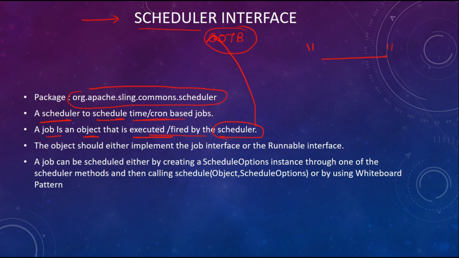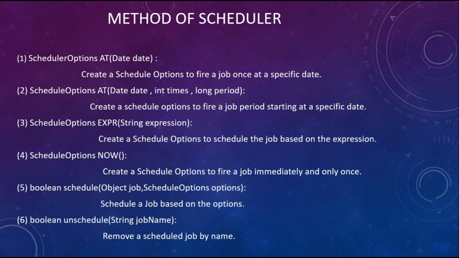Okay, and here we have two ways of creating the scheduler. You can implement the Job interface or the Runnable. Today we'll see this Runnable interface. Here we have a lot of methods inside this out-of-the-box scheduler, just like the add method. So why do we use this add method?